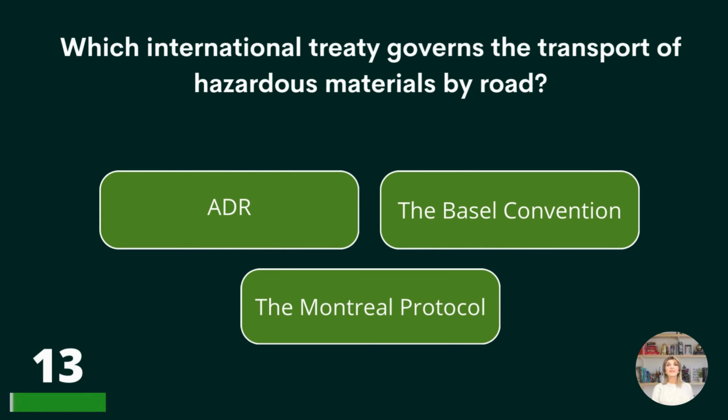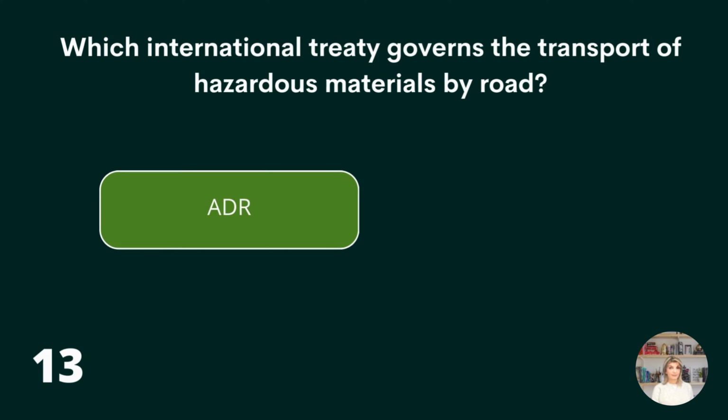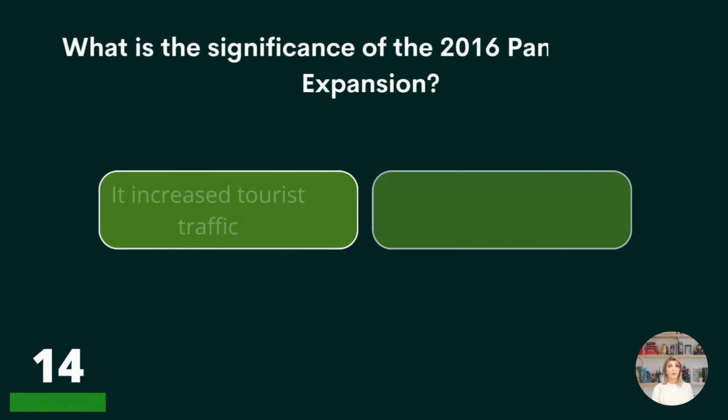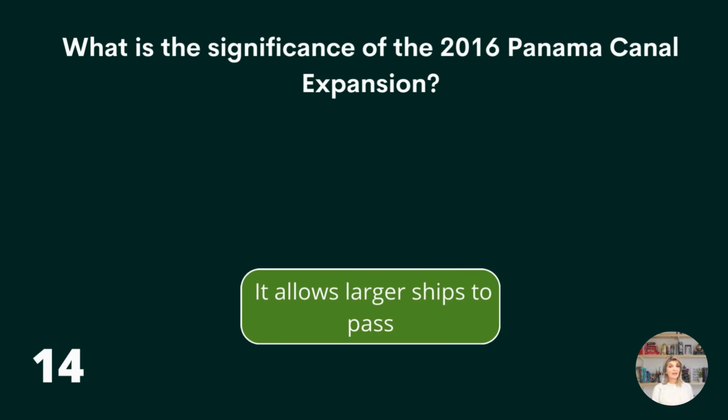Which international treaty governs the transport of hazardous materials by road? ADR, the Basel Convention, or the Montreal Protocol? ADR. What is the significance of the 2016 Panama Canal expansion? It increased tourist traffic, it reduced shipping costs, or it allows larger ships to pass. It allows larger ships to pass.